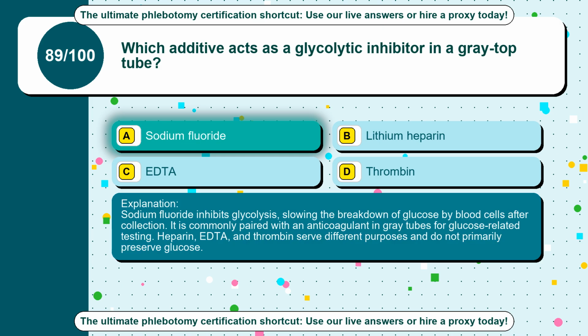Sodium fluoride inhibits glycolysis, slowing the breakdown of glucose by blood cells after collection. It is commonly paired with an anticoagulant in gray tubes for glucose-related testing. Heparin, EDTA, and thrombin serve different purposes and do not primarily preserve glucose.